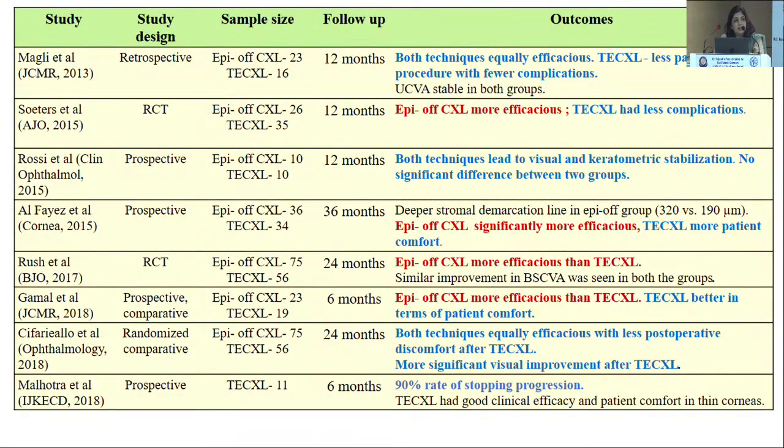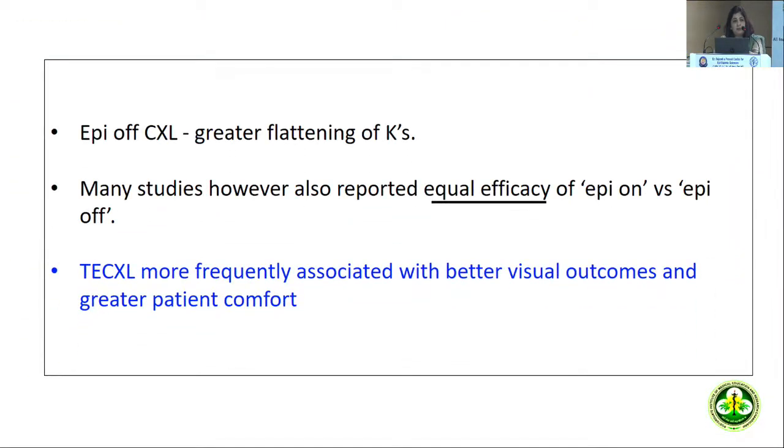This slide, I personally hate the slides, but I always show this because it shows how confusing the literature is about the results of transepithelial CXL. The studies highlighted in blue show that it is effective, equally efficacious at least. The studies in red show that it is less effective. If I were to summarize my understanding of these studies, it would be that epi-off CXL causes a greater flattening of the keratometry, but many studies also report an equal efficacy of epi-on versus epi-off. But what also is important is that transepithelial was more frequently associated with better visual outcomes and a greater visual comfort in a large number of studies.